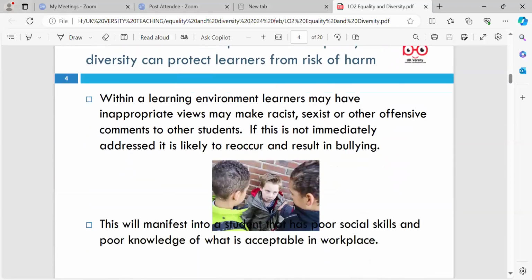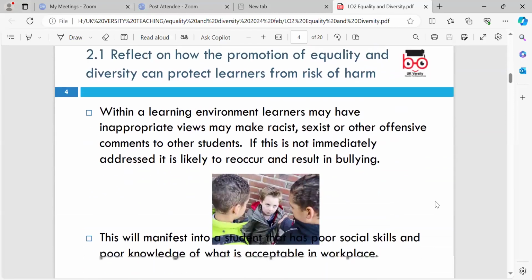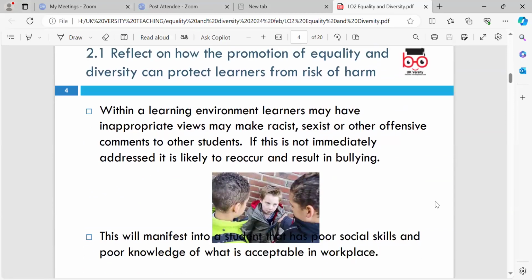So 2.1, reflect on how promotion of equality and diversity can protect learners. Within a learning environment, learners may have inappropriate views, may make racist, sexist, or other offensive comments to other students. If this is not immediately addressed, it's likely to reoccur and result in bullying. And sometimes it's not.